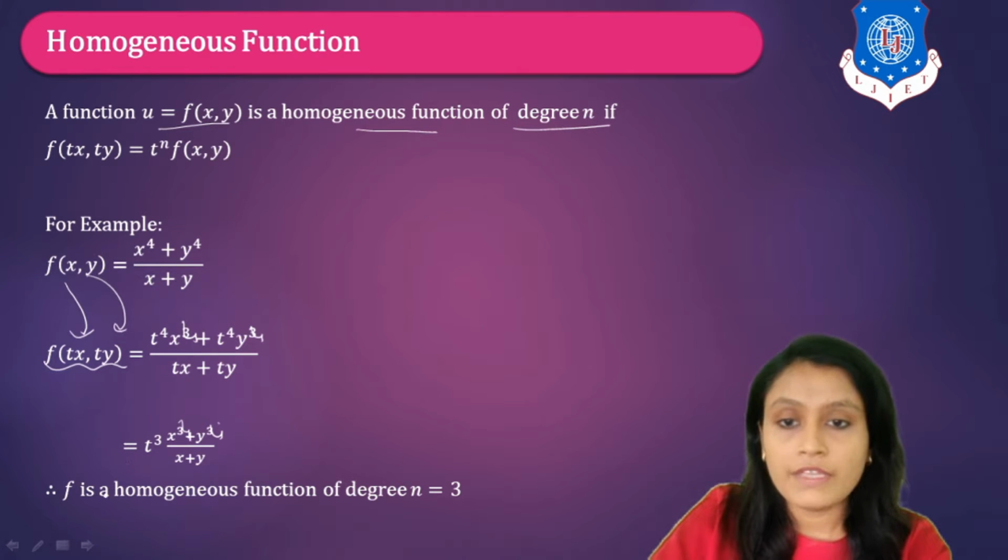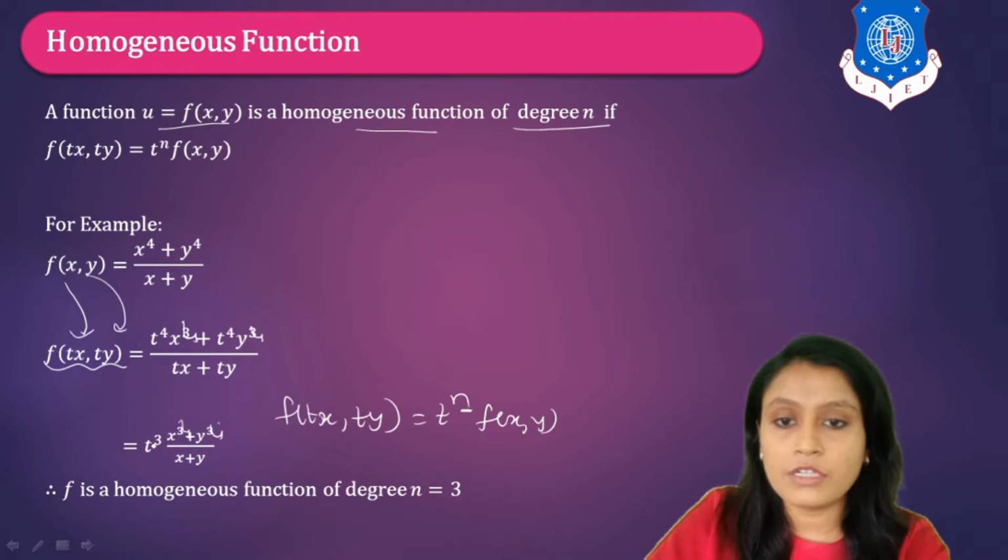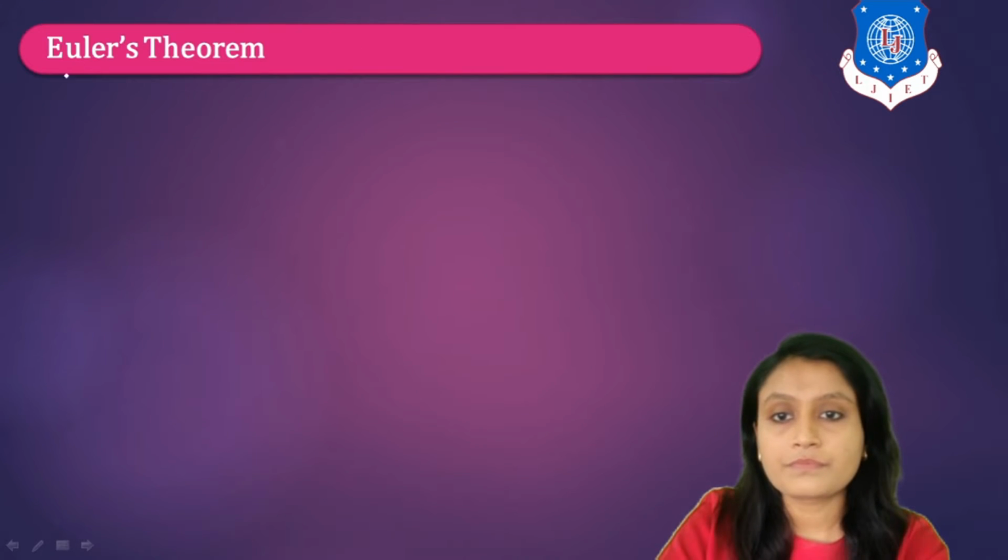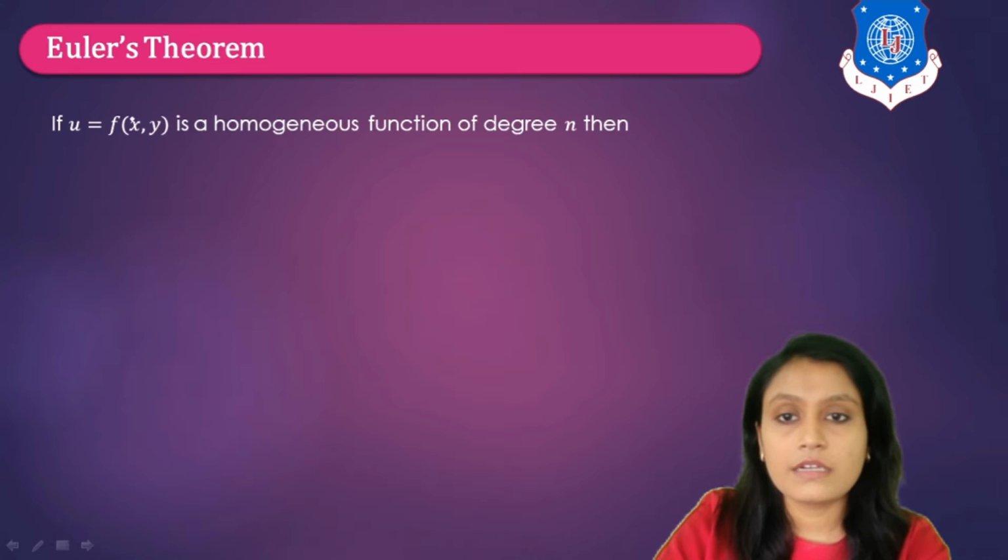So we have this form, that is f(tx, ty) = t^n f(x, y), where n is 3. So we can say that this f is a homogeneous function of degree 3. Now let's study Euler's theorem.